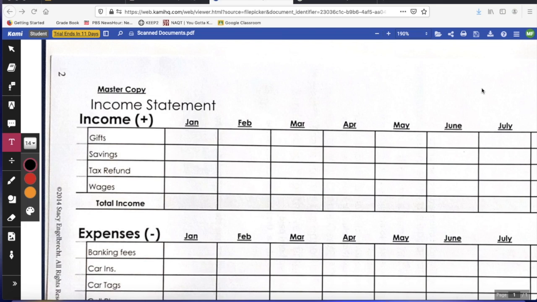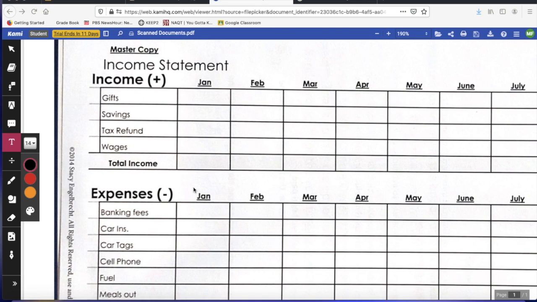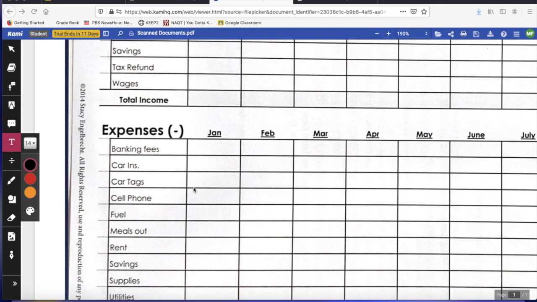Okay, guys, we are looking at the income and expense statement that you're also going to need to work on this month and every month. I believe it's on page 2 of your workbook. So once you're done with the transactions in the savings account, you're just going to come in here and fill in the January section since we're in January.